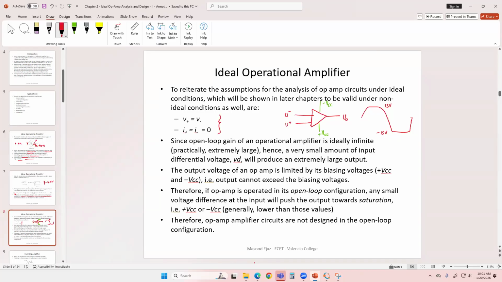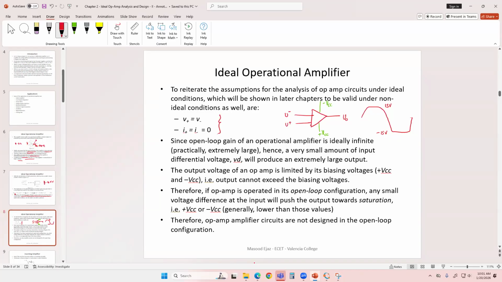Now, saturation poses a very difficult situation when you're using the operational amplifier in what we call open loop configuration. And there are actually applications of open loop configuration, as we're going to study in chapter 6. But when you want to do amplification, you don't use it in the open loop configuration. What is open loop configuration? Using the amplifier without any feedback resistor. That is, no resistor going from the output to the input.